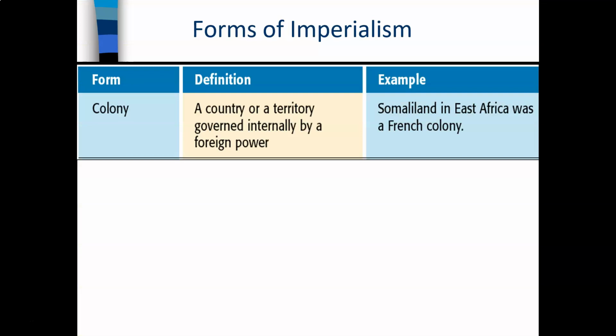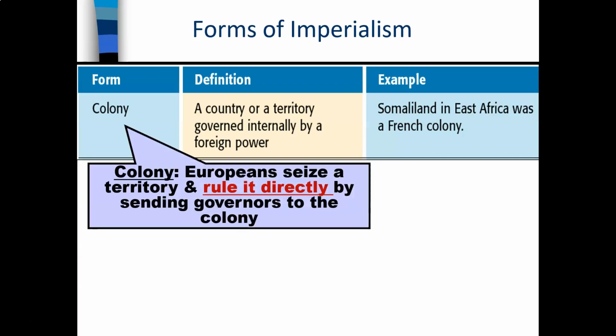Now let's look at some forms of imperialism. The first form is a colony. And a colony is basically when Europeans seize a territory and rule it directly by sending governors to the colony.